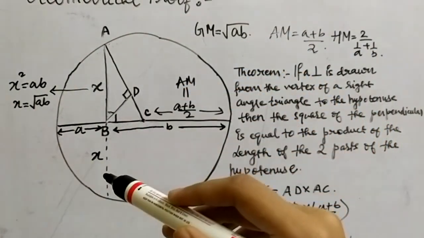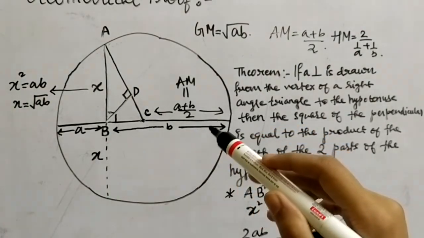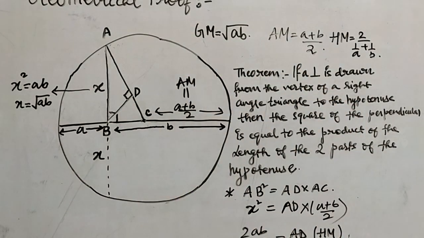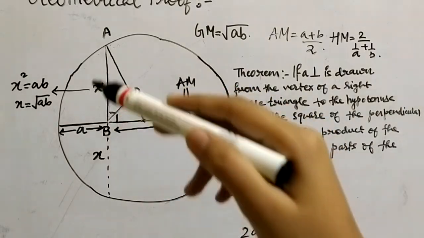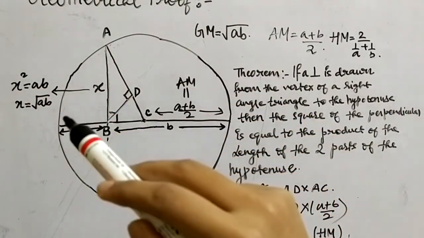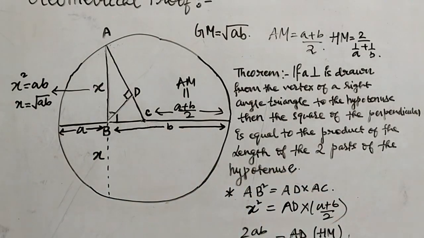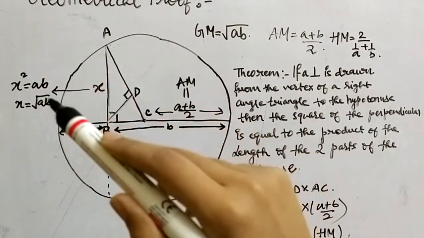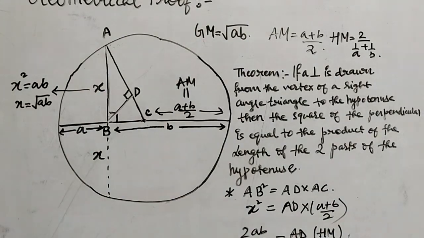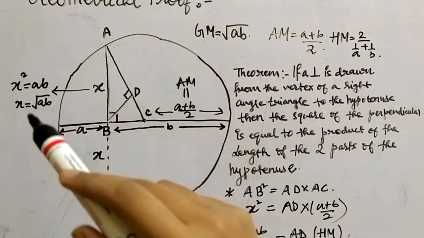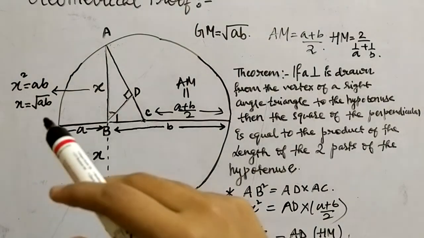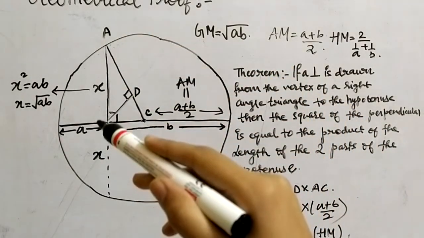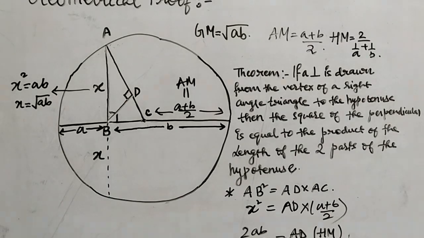Now, with this x and x, we are simply applying the theorem we have read in geometry. The intercepts are x and x, so x into x is equal to A into B, correct? x square is equal to AB. Taking the square root on the other side, x is equal to root AB. I think this is very familiar, right? You guessed it right. x is nothing but the geometric mean. So root AB is the geometric mean and AC is the arithmetic mean.